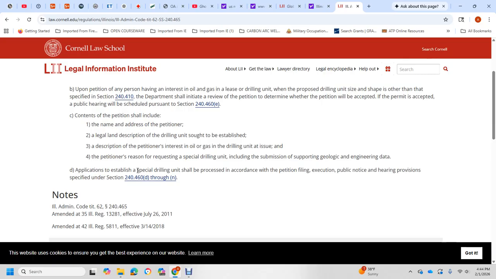The department shall initiate the review of the petition and determine the petition, except for the permit, and except for the public hearing scheduled pursuant to 244-60E. Contents: the petition shall include the name of the petitioner, a draft of the petition, the legal land description of the drilling unit to be established, a description of the petition, and the interests of the oil and gas in the drilling units at issue. Petitioners shall support the request for the special drilling unit, including submission of supporting geological and engineering data. Applicants establishing special drilling units follow the public notice and hearing provisions specified under section 244-60D through N.